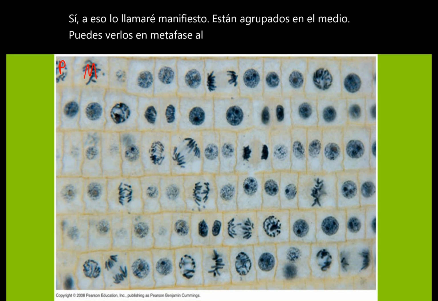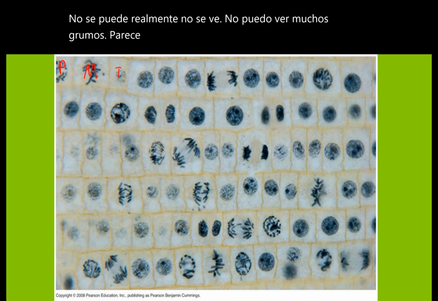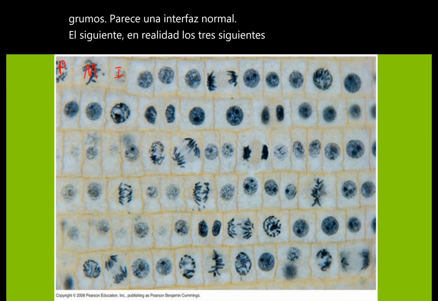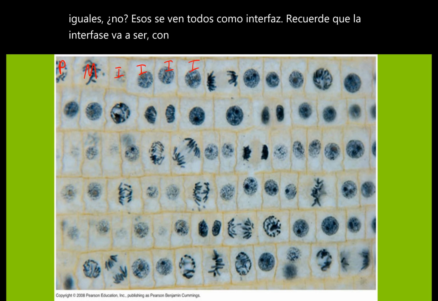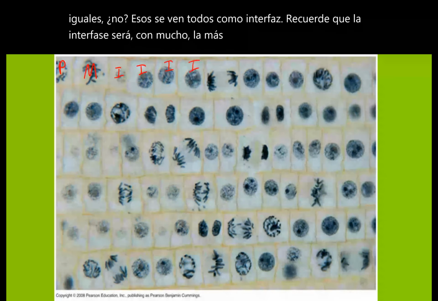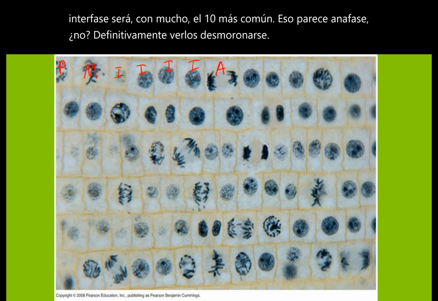The next one over. You can see it pretty well. I can't see a lot of clumping. It looks like just regular interphase. The next one over. Actually, the next three look the same, don't they? Those all look like interphase. Remember, interphase is going to be by far the most common one. Oh, that looks like anaphase, doesn't it? You can definitely see them pulling apart. And then, the next.